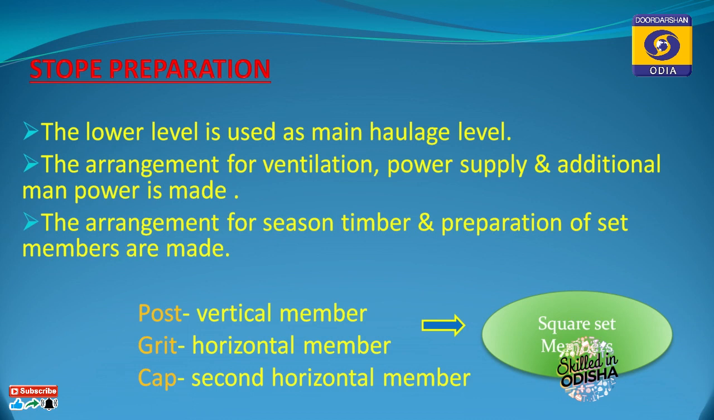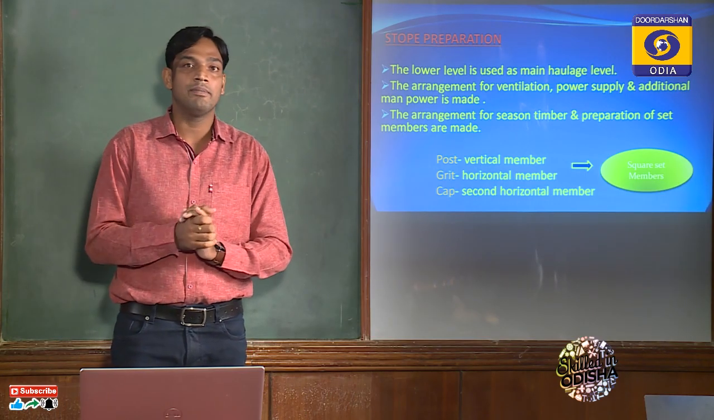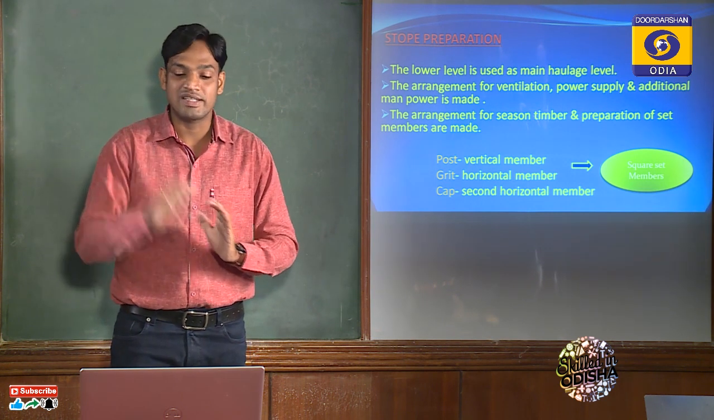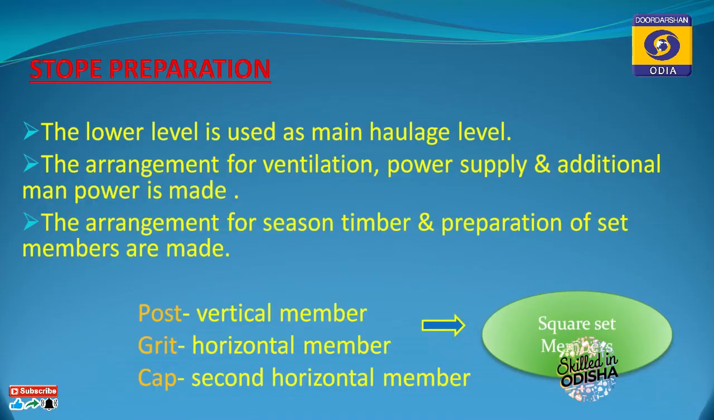The arrangements for ventilation, power supply, and additional manpower are made in this stope preparation. The arrangement for seasoned timber and preparation of set members are made. Preparation of set members means here we are supporting the walls by these set members. Those are called square set members. These are the post, girt, and cap. Post is a vertical member, girt is a horizontal member, and cap is a second horizontal member.